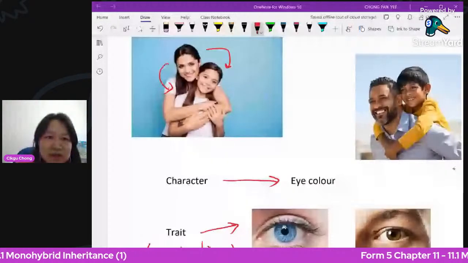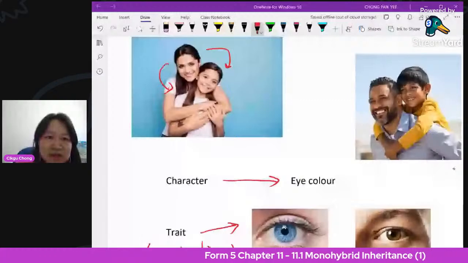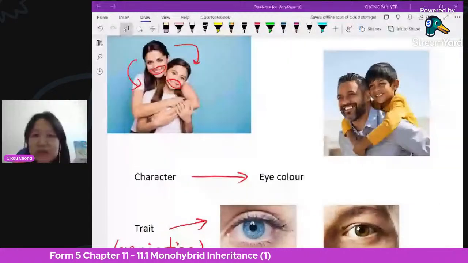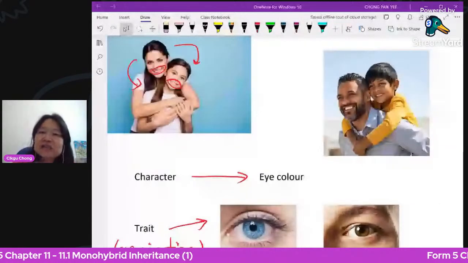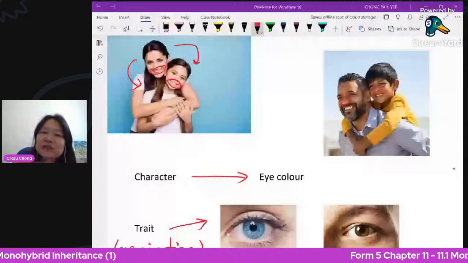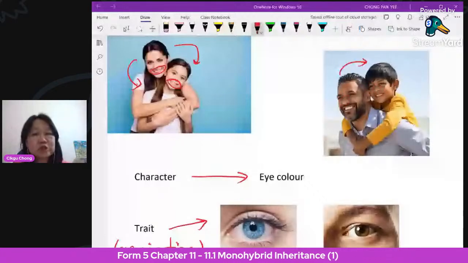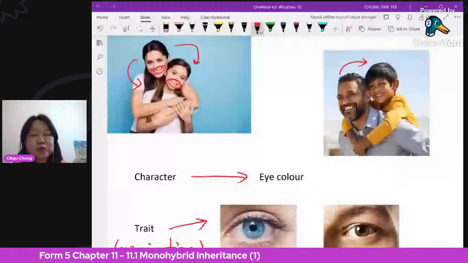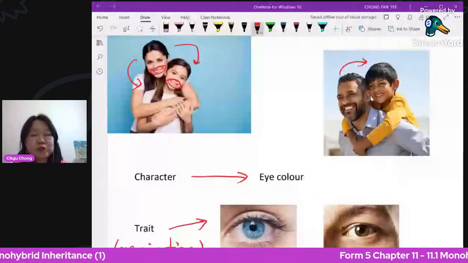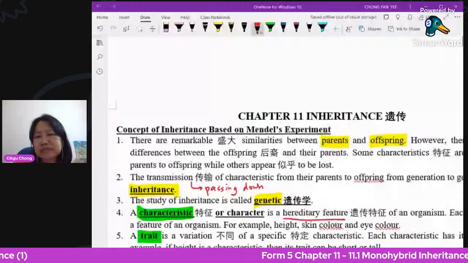And then look at the other pair, this is the father and the son. You will see the similarity at the nose, right? The nose and the eyes. So you will see that the resemblance is there. So that means the father must have passed certain characteristics to the son, all right, or to the children. Now, so you see, now we talk about inheritance. There are remarkable resemblances, similarities between parent and offspring.